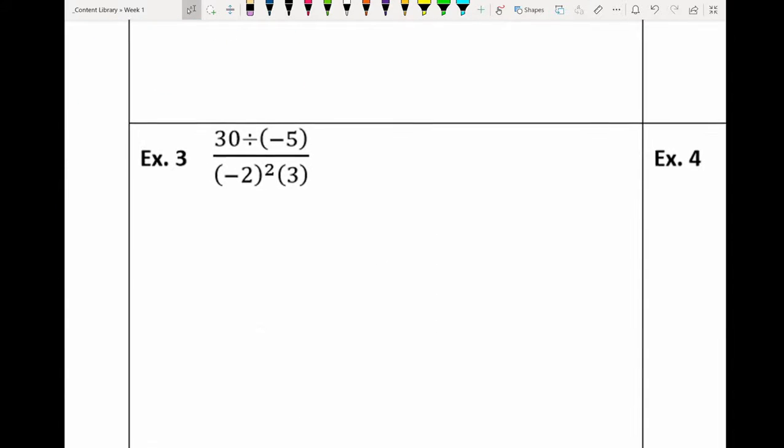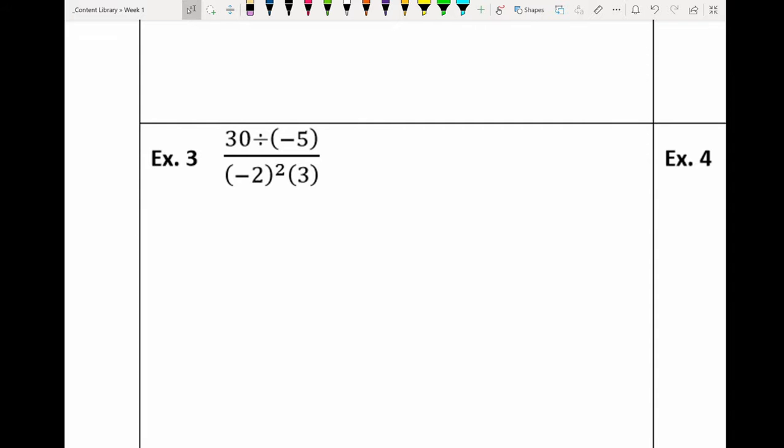Moving on to example 3. Example 3 looks a little bit different because it looks like a very complex fraction. I have 30 divided by negative 5, all over negative 2 squared times 3. When you see something like this with multiple operations in the numerator, or the top, and multiple operations in the denominator, or bottom, what you want to do is treat just the top part as a set of brackets and the bottom part as a set of brackets as well.